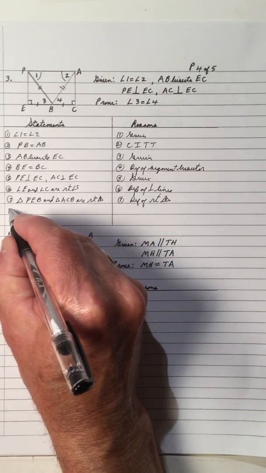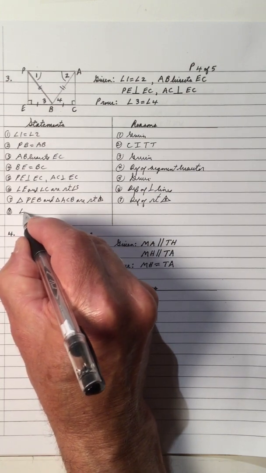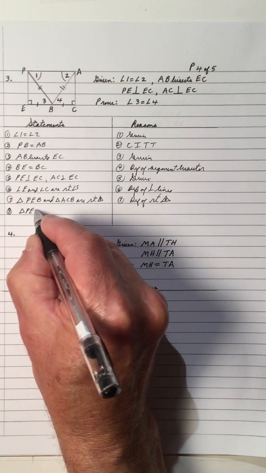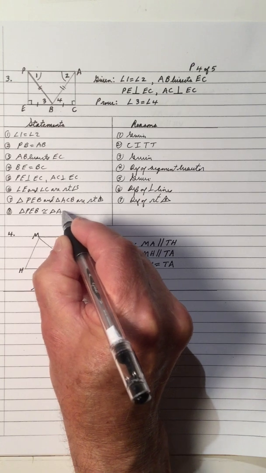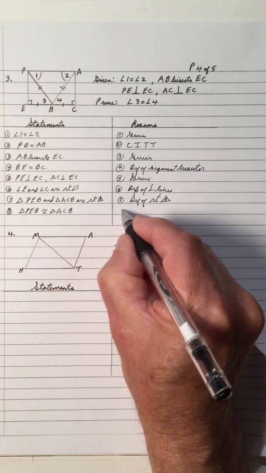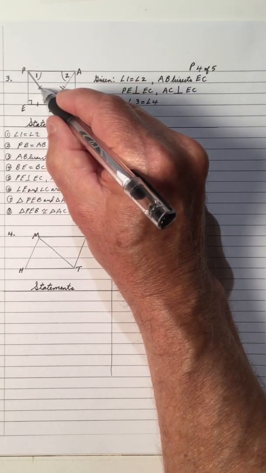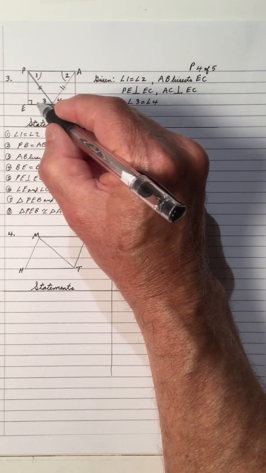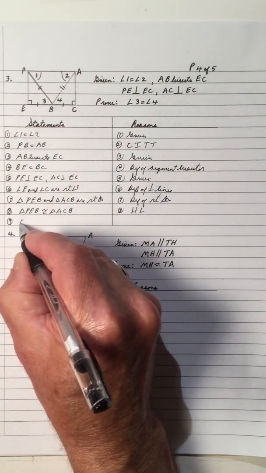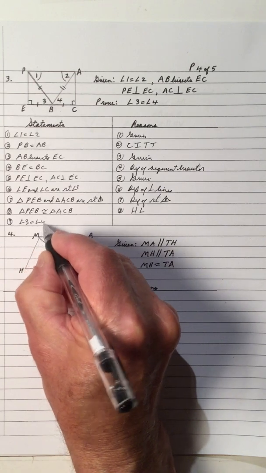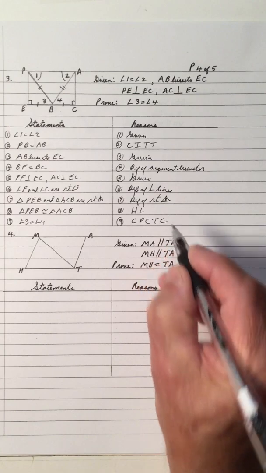Now, because I have right triangles, the triangle PEB is congruent to triangle ACB, and it's what we call the HL, hypotenuse leg. This is the hypotenuse because it's opposite the right angle, and this is the leg. And as a result, because the triangles are congruent, angle 3 is equal to angle 4, CPCTC.